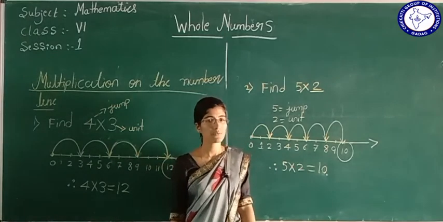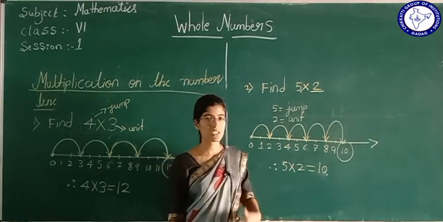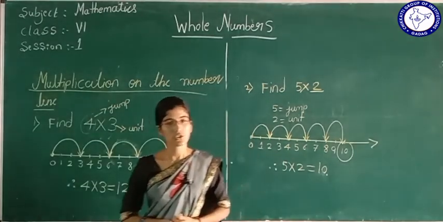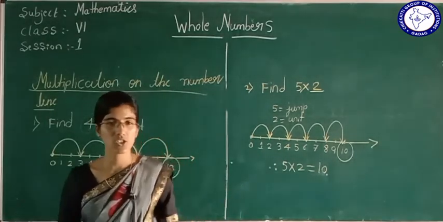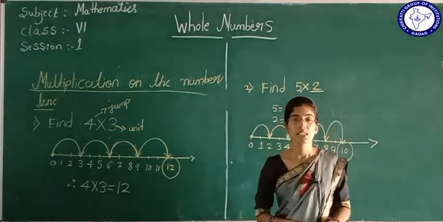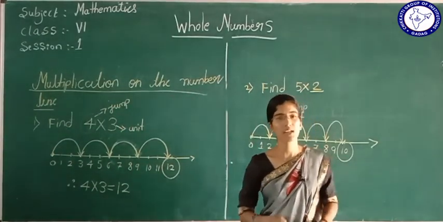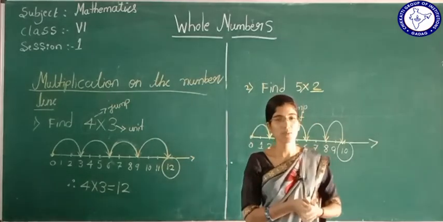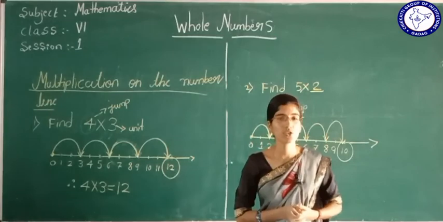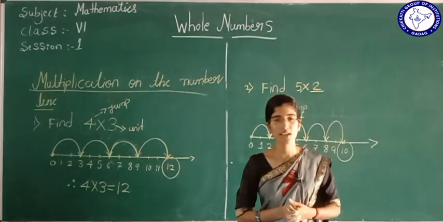Now see here, this is what we have learnt about the number line. In today's class we have learnt what natural numbers are, what whole numbers are, what a predecessor is, what a successor is, and what a number line is, and how we do addition, subtraction and multiplication on the number line. In the next class we are going to solve exercises based on this. Thank you. See you in your next class.